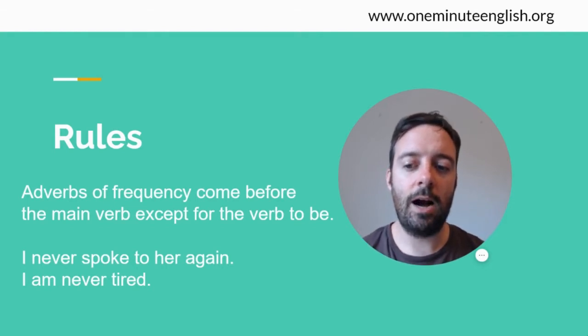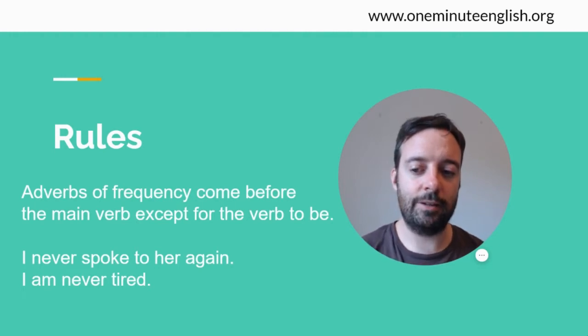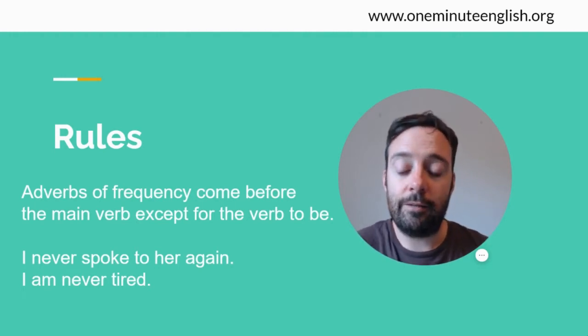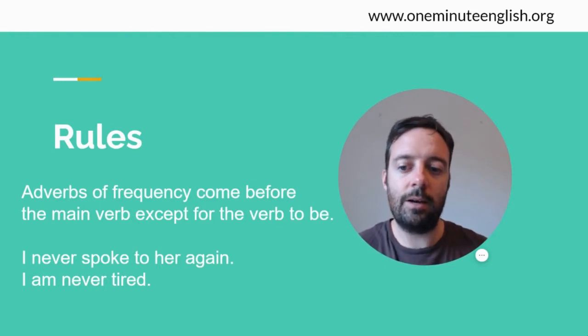So let's look. I am never tired. So I am never tired, and never comes after the verb to be. So if you use always, then you say, I am always tired.